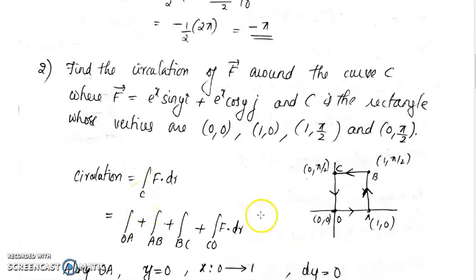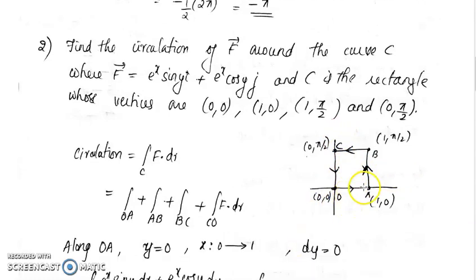Now C consists of the line segments OA, AB, BC and CO. So integral over C f dot dr will be the sum of all these integrals along OA, AB, BC and CO. So that is the circulation. So we will find it along each curve. We will find out what is the circulation, and the integral over C f dot dr will be the sum of all that.